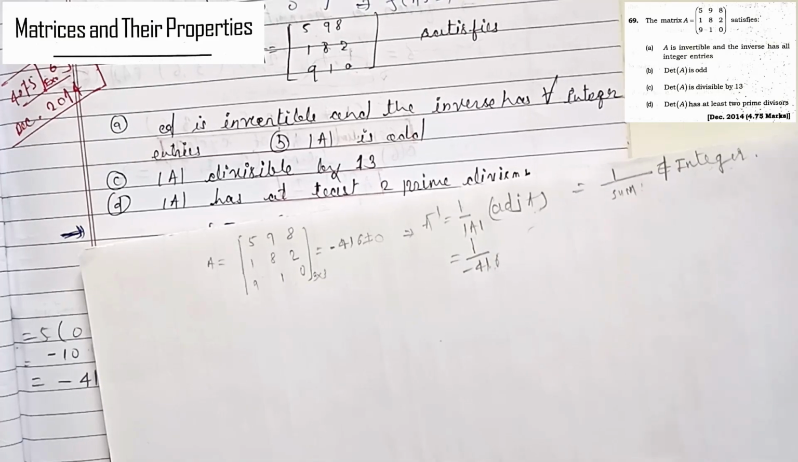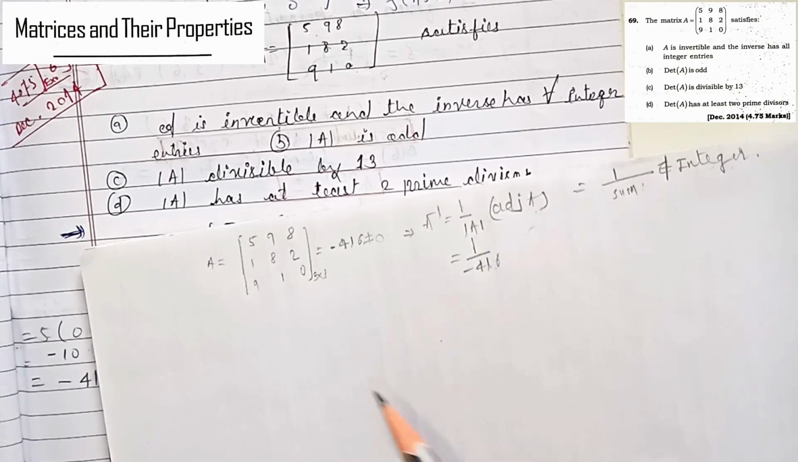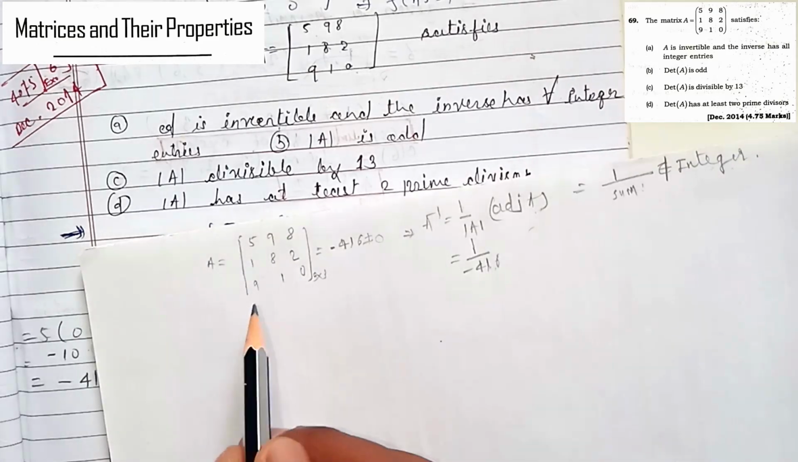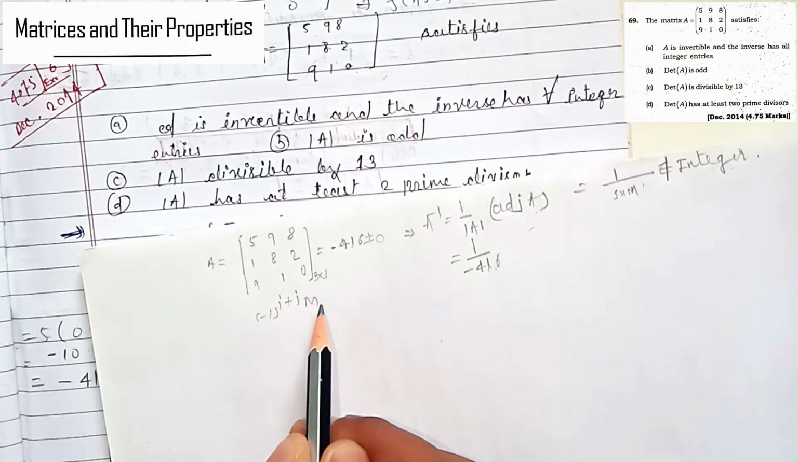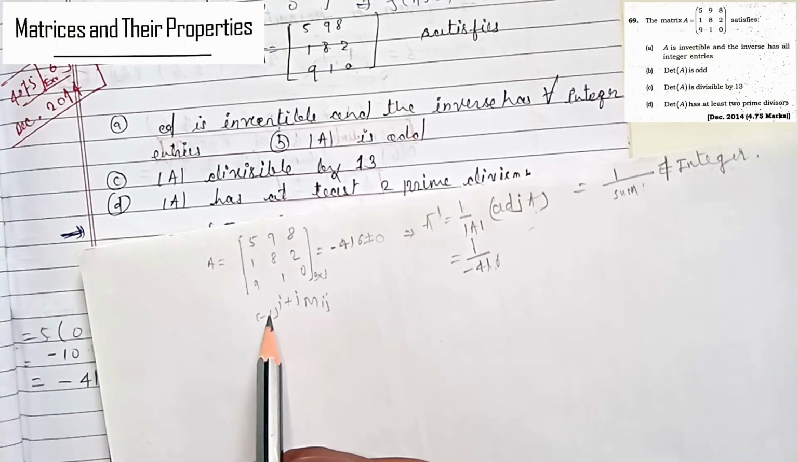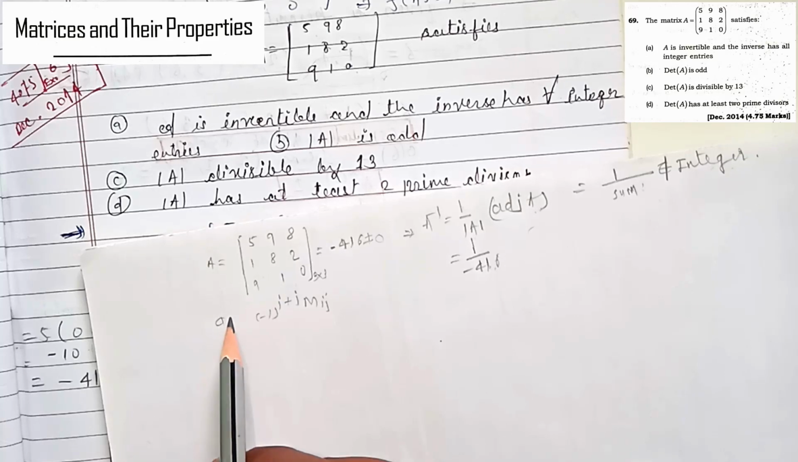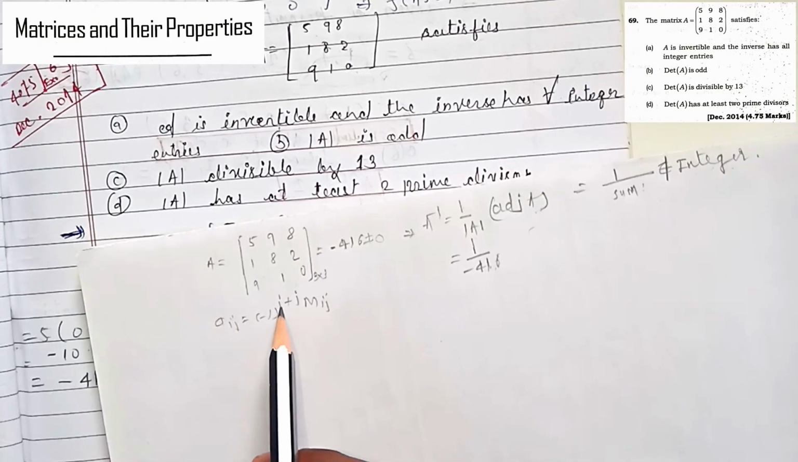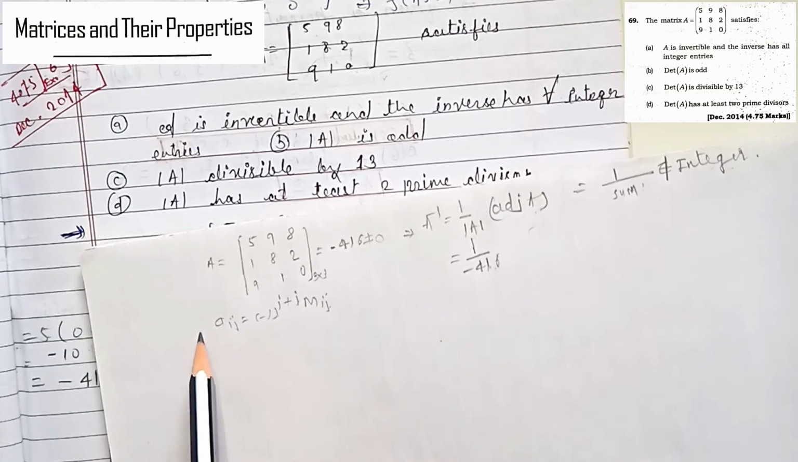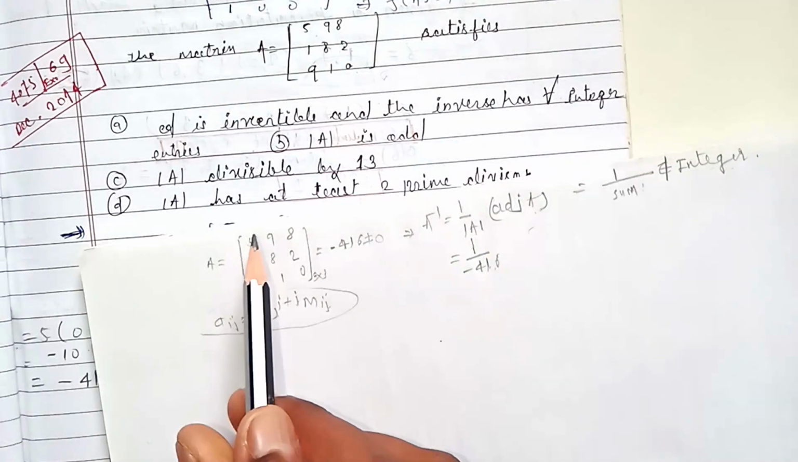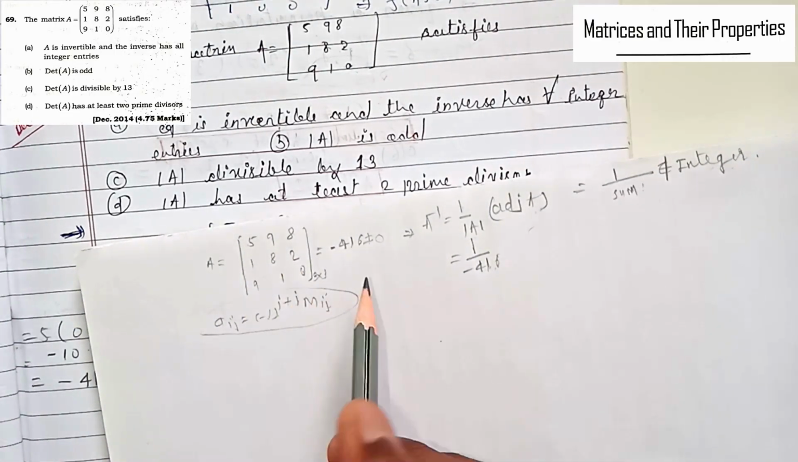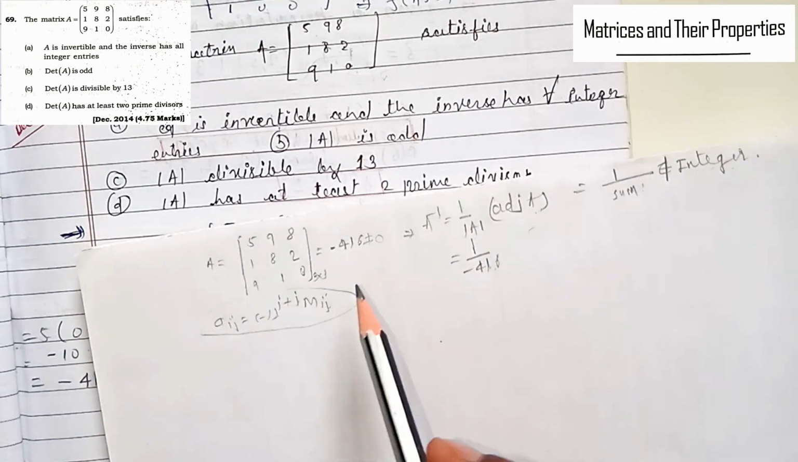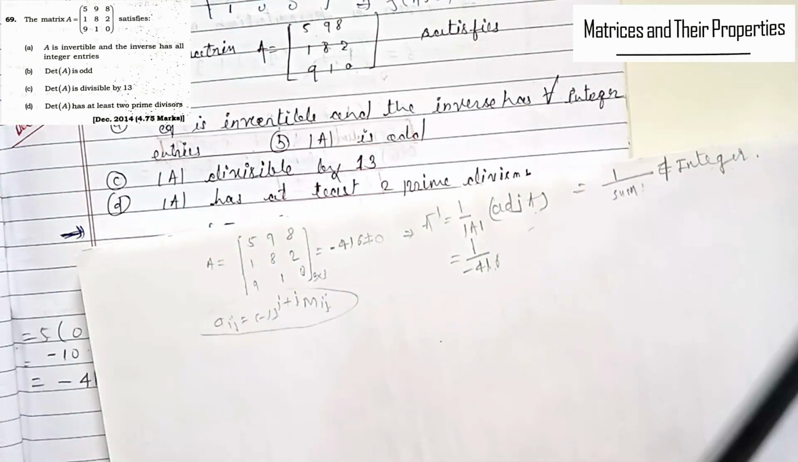If you want to find the inverse, you may go like this. First, find the cofactor, which is minus 1 raised to i plus j into Mij, where Mij is the minor of the ij element. Find the minor for every element 5, 9, 8, 1, 8, 2, 9, 1, 0, and then take its adjoint.